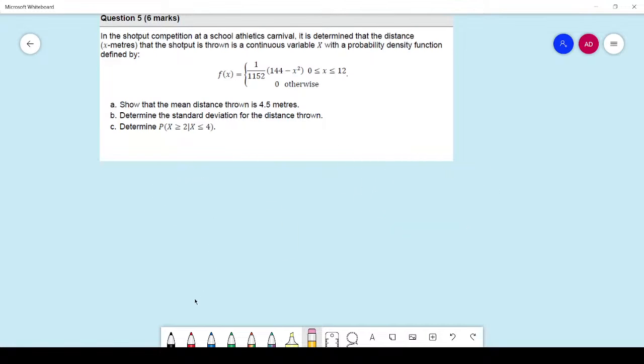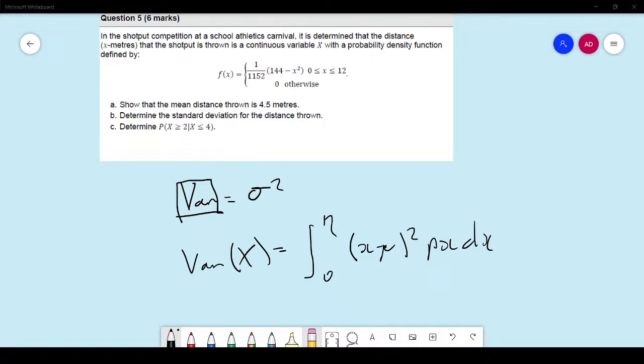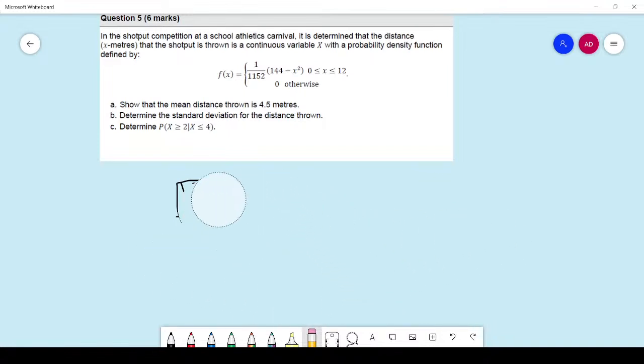And then part B, determine the standard deviation. We have to remember that variance is equal to standard deviation squared. So if we find variance using our definition, I believe it's variance of x equals the integral from 0 to 12 of (x minus mu) squared p(x) dx. I'll double check that. Yep. So we just solve that integral between the bounds 0 and 12. Again, it seemed like you should just pop it on the calculator rather than working it out. And then at the end, once we get our value for variance of x, we just do some algebra to find sigma rather than sigma squared. We just have to remember that variance is equal to sigma squared, where sigma is the standard deviation.